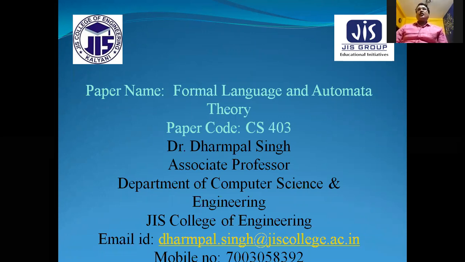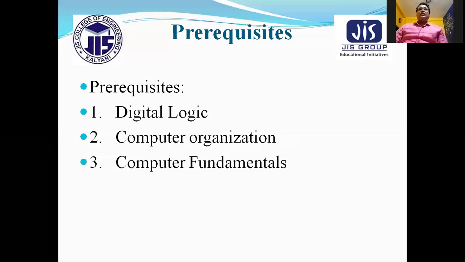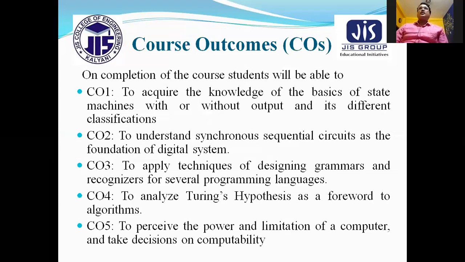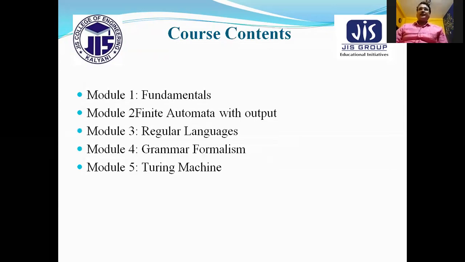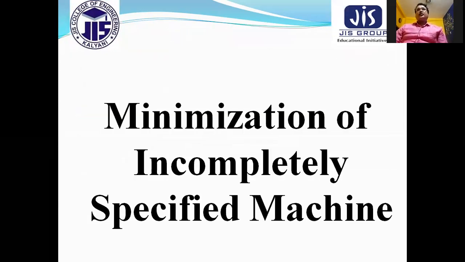Your paper name is Formal Language and Automata Theory, paper code CS403. As you know, the prerequisites of your subject, course outcomes, CO-PO mapping, and the course content. Now today's topic is the minimization of incompletely specified machine.